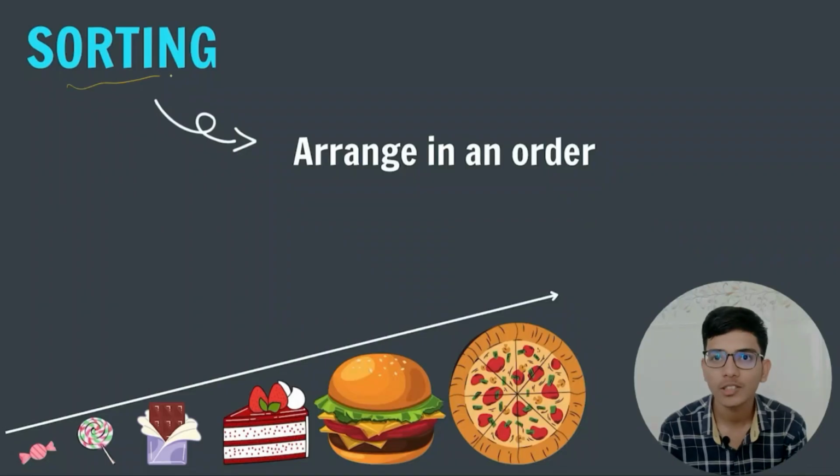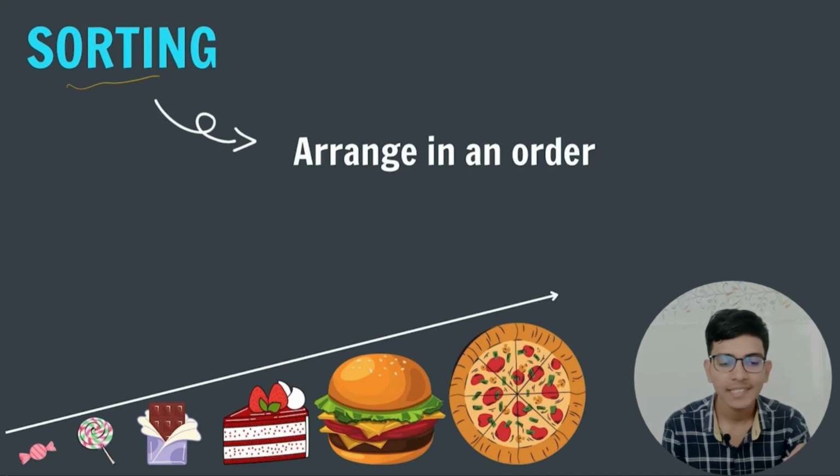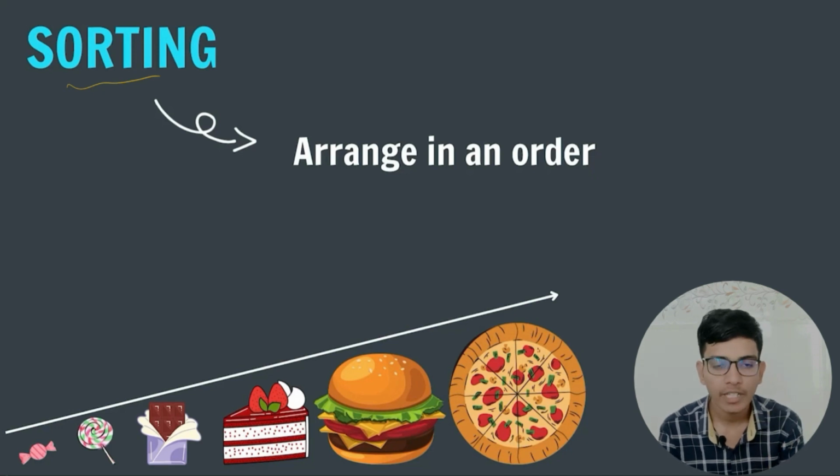Hello everyone, now we are going to start our next chapter, that is sorting. So the meaning of sorting is arranging things in order. When we use a dictionary, the words are arranged in alphabetical order, right?